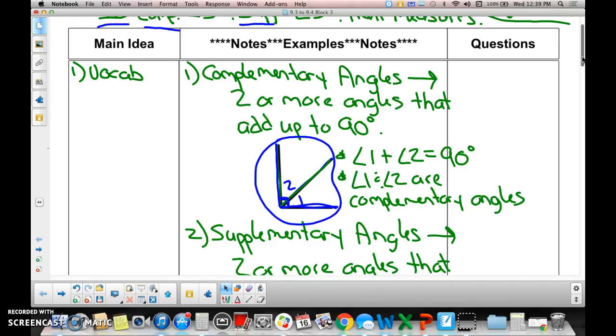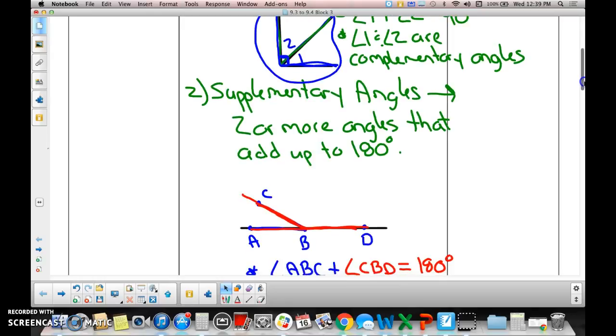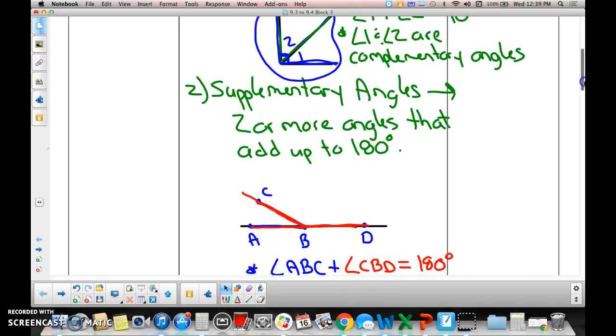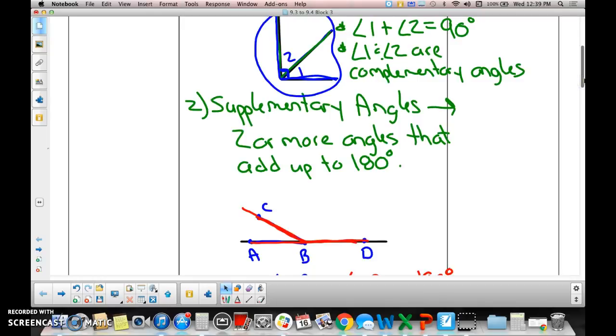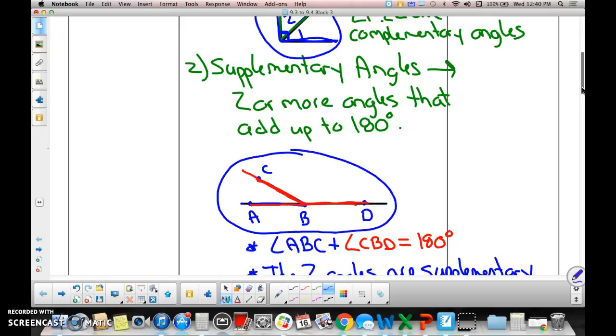Marissa, can you tell me what supplementary angles are? Two or more angles that add up to 180 degrees are supplementary. If you look at our drawing that I am currently circling, we have a straight line here, which is usually what measurement? 180. We also call a straight line a straight angle. So if I take angle ABC and combine it with angle CBD, together those two angles equal 180.